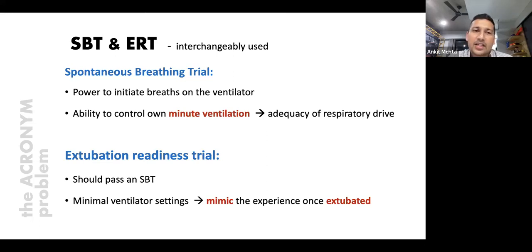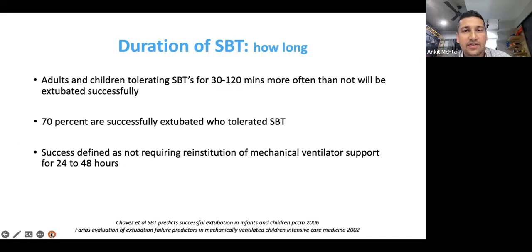Suppose you have given an SBT trial in the morning, preferably when all of us are around in a given unit. And if they have passed, even after 30 to 120 minutes, you can think about extubating if other parameters are okay. So what is an extubation readiness trial? If you have passed an SBT on minimal ventilator settings, probably you can mimic the experience once extubated. So almost it is the same.